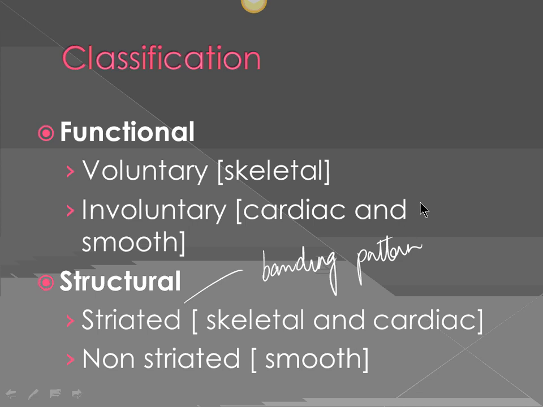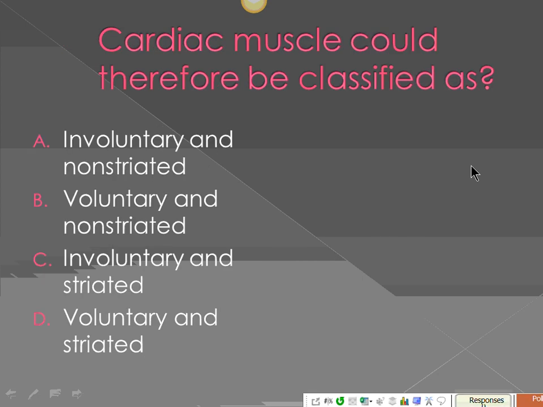So very simple classification. So you sometimes will be asked to put the two together. For example, in this question. So let's answer this question. How would you classify cardiac muscle if you had to use both functional and structural classification?